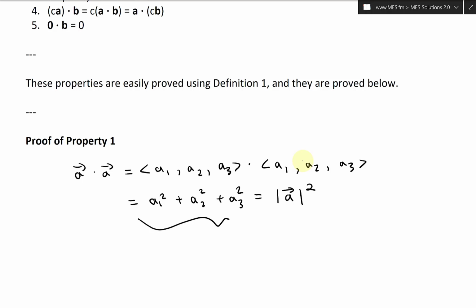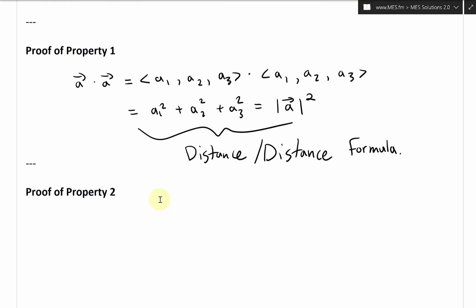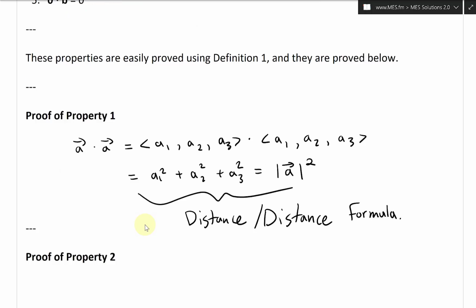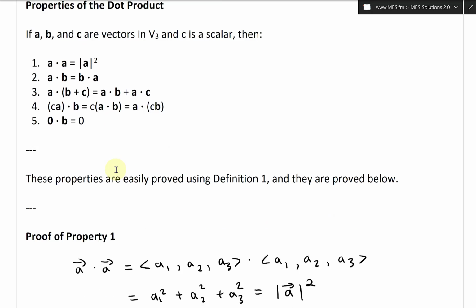This is just the distance formula, the Pythagorean theorem in 3 dimensions. Alright, so now let's take a look at the proof of property 2. Because this is just a distance formula, how do you prove that? You can see the earlier videos on that.